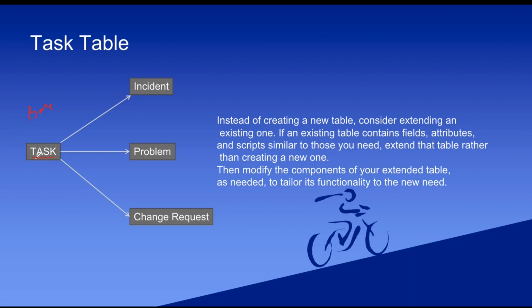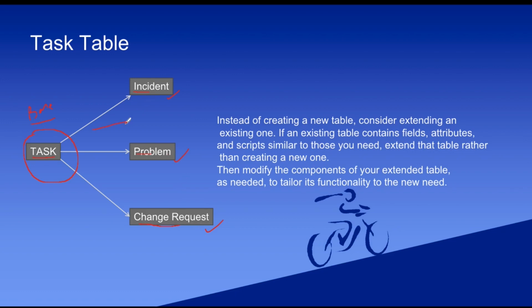So this is the task table, which is our base table, and this task table is extended by incident, problem, change request, and many other tables. So the task table is a base table, and incident, problem, change request are the extended tables. Understand that task is a parent table, or you can say the base table. This table is extended by incident, problem, change.